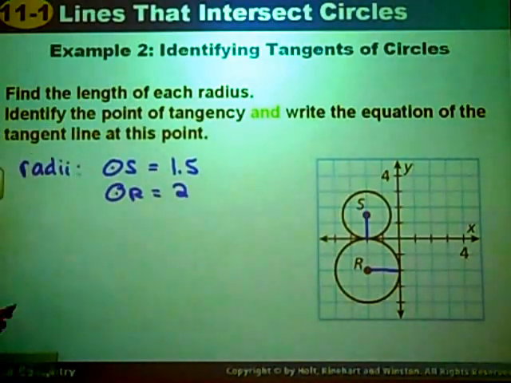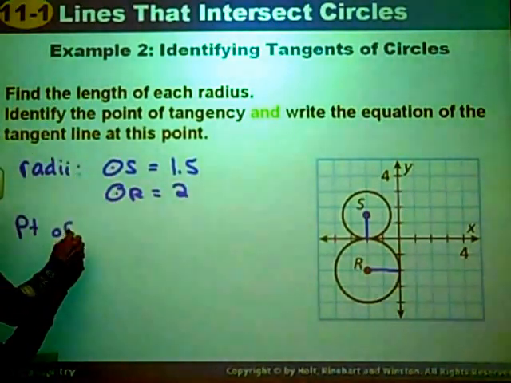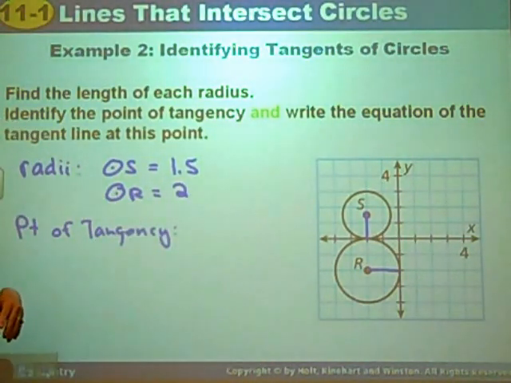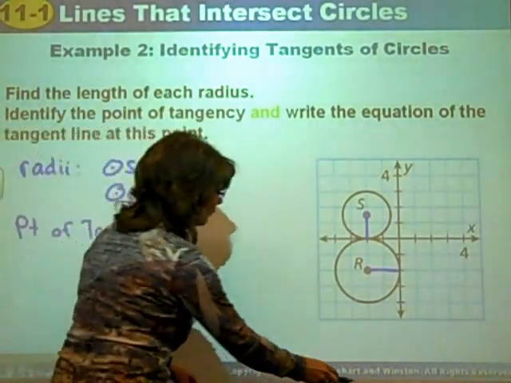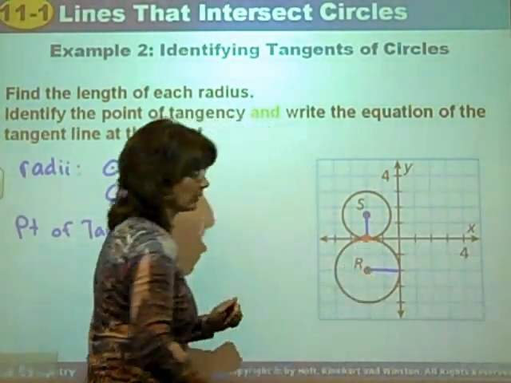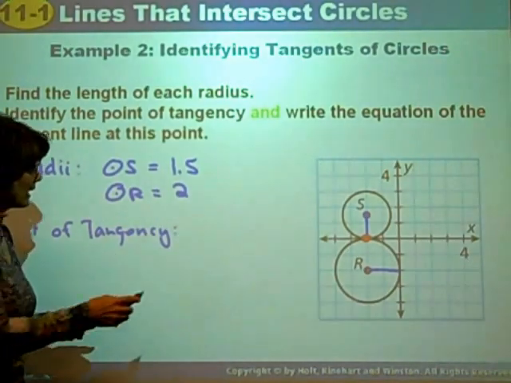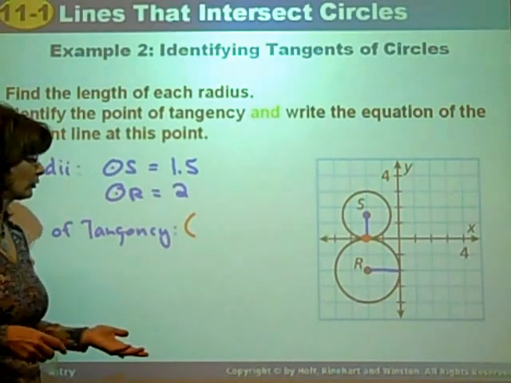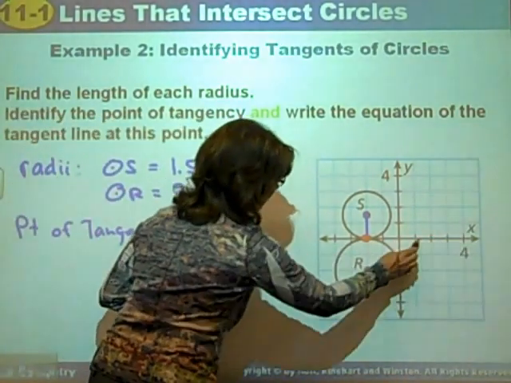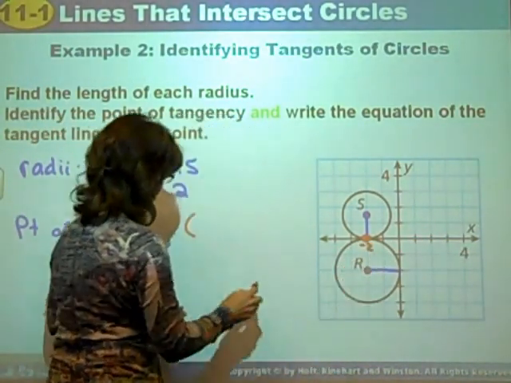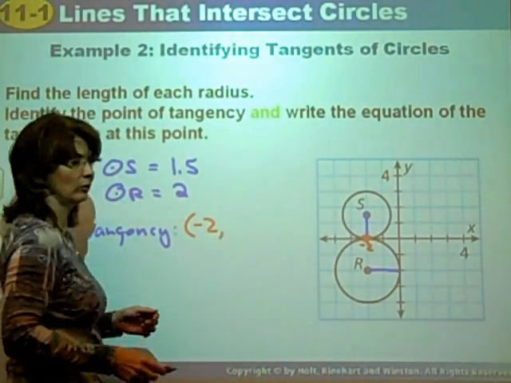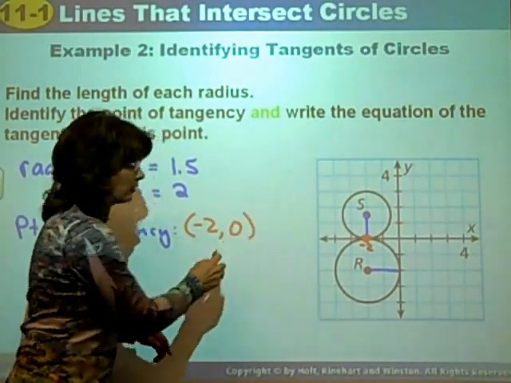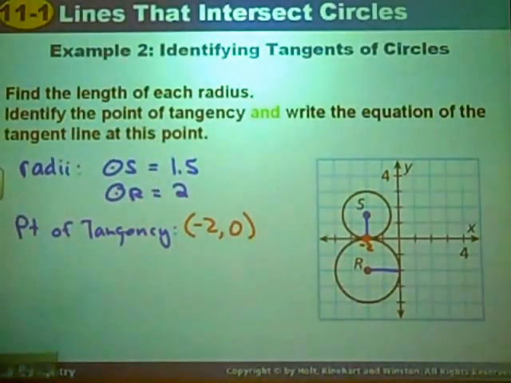Then I want to find the point of tangency. I know that's the point where the circles meet. So I look, and you see it's right here. So how do you name that? Well, remember, we always put x first in an ordered pair, just like we have x first in the alphabet. So on my x-axis, this is at -2. So the x-coordinate is -2. It doesn't go up or down off the axis, so the y-coordinate is 0. Now we've got our point of tangency.